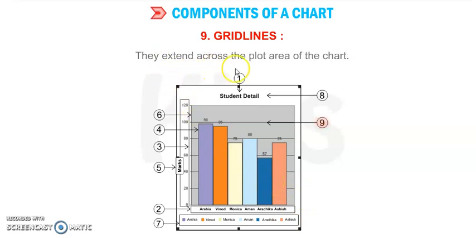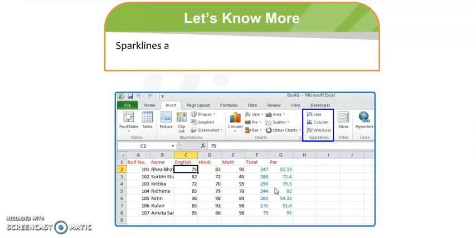Now they extend across the plot area. Grid lines make it easier to read and understand the values. Okay. Now there is one more, let's know more.